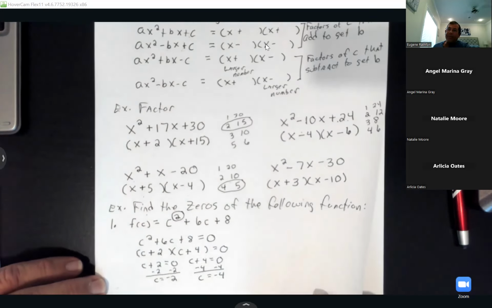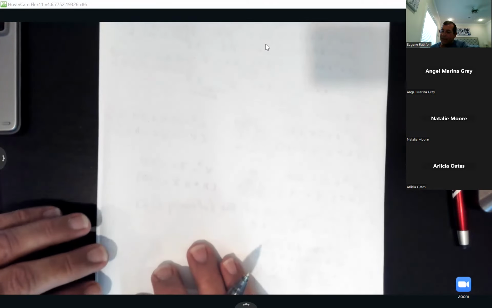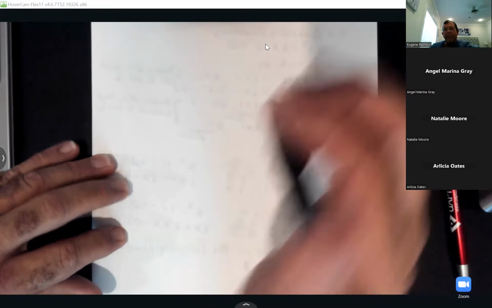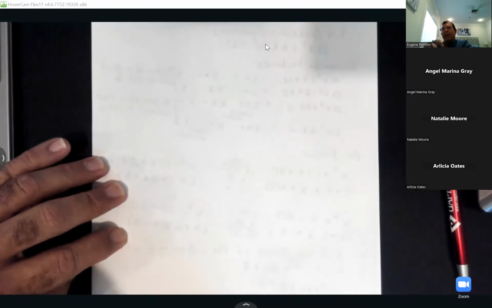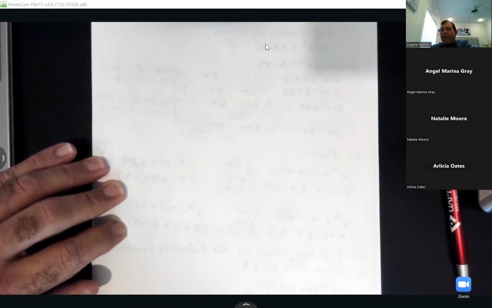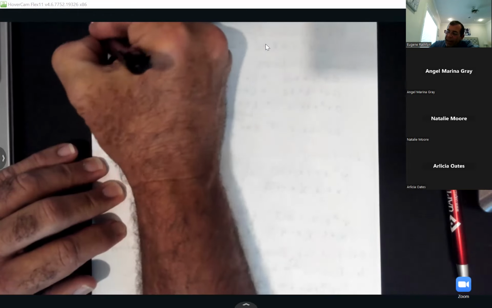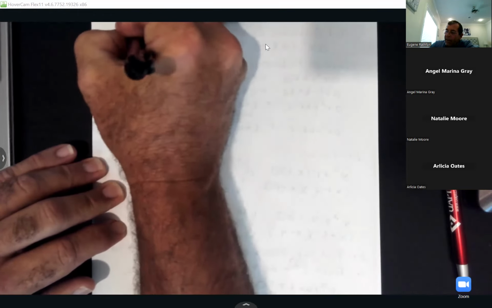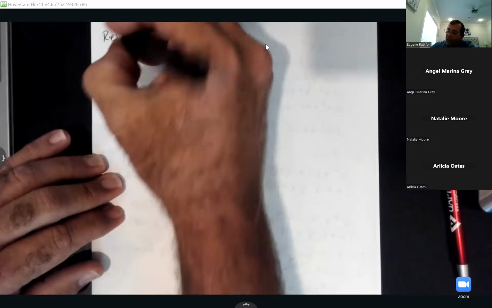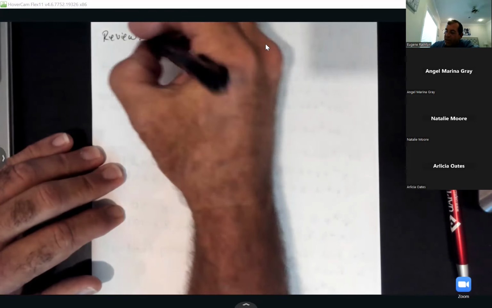All right, y'all, so let me flip the page, because not all of these quadratic equations are factorable. Sometimes they're not factorable. So when they're not factorable, we have to use what we call the quadratic formula. Now, before I get into the quadratic formula, I'm going to review y'all on simplifying radicals.